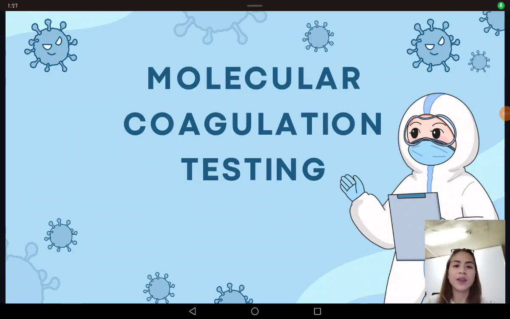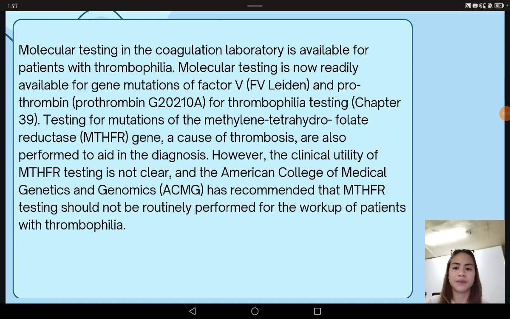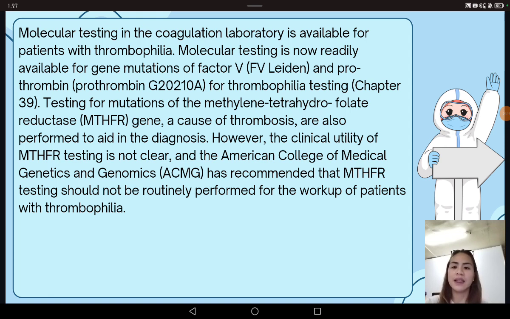Everyone, today we are going to discuss molecular coagulation testing. Molecular testing in the coagulation laboratory is available for patients with thrombophilia.